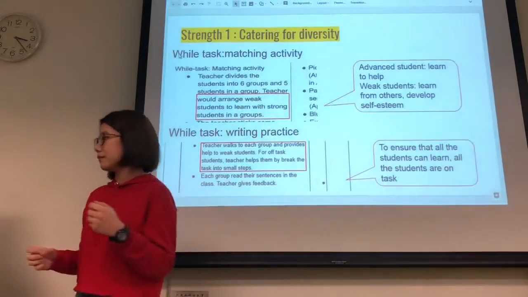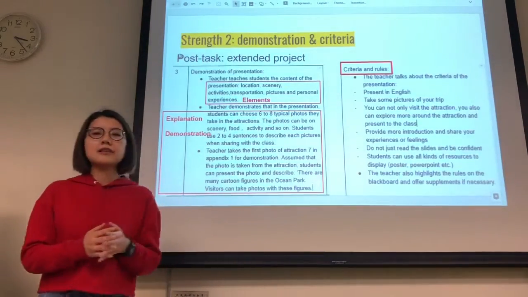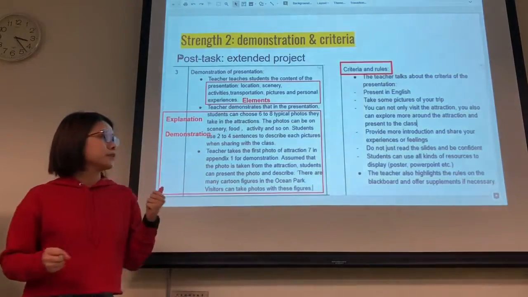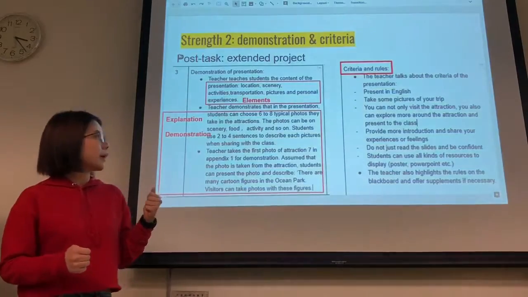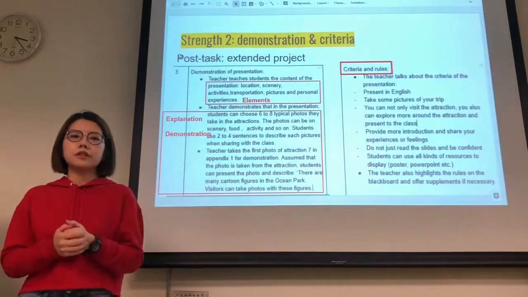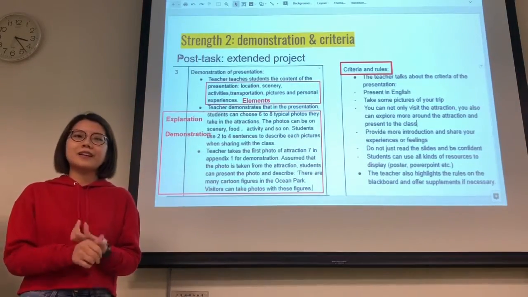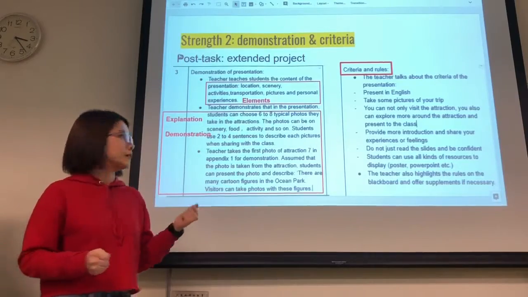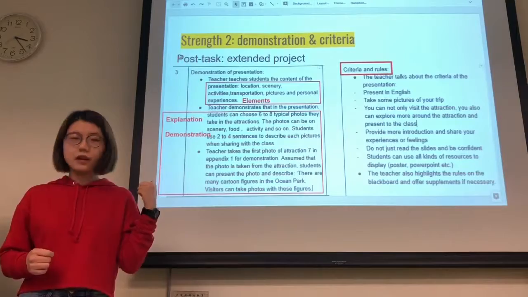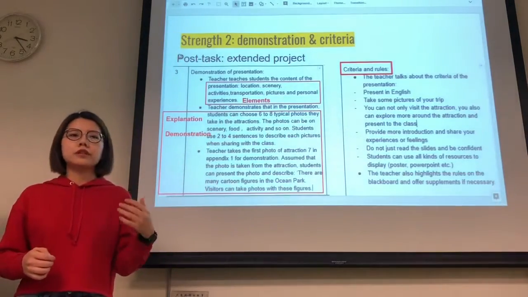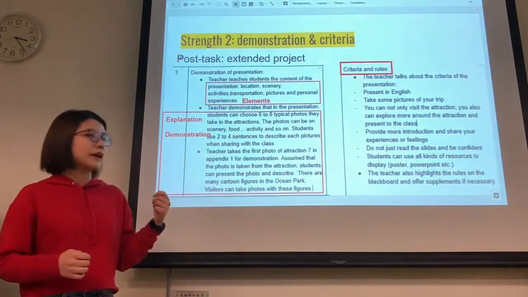And all the students are on task. And the second is, in the extended presentation, the teacher also provides clear criteria and some explanation for the students so that they can learn what is expected in the presentation. And the teacher also provides a picture as an example for the students to learn and imitate.